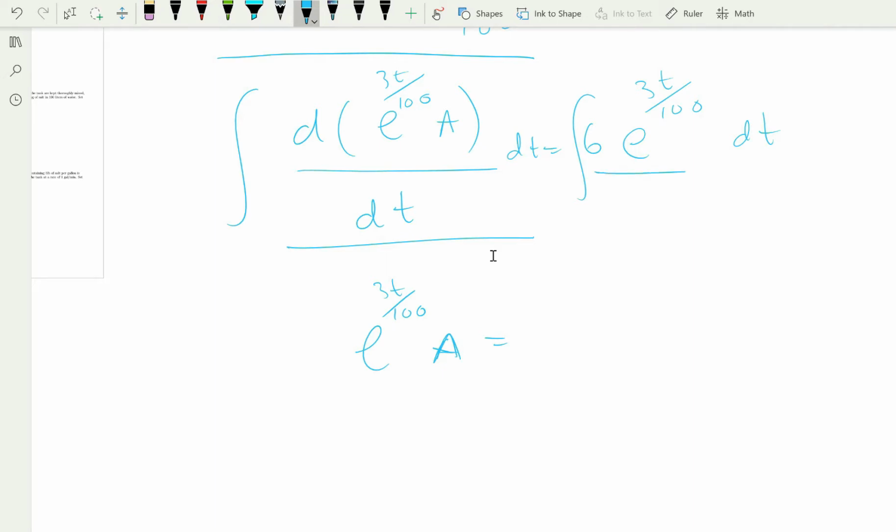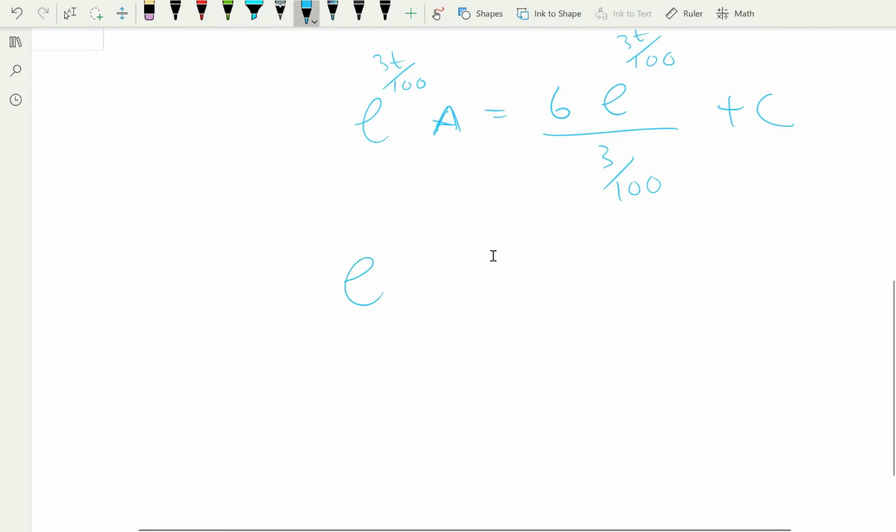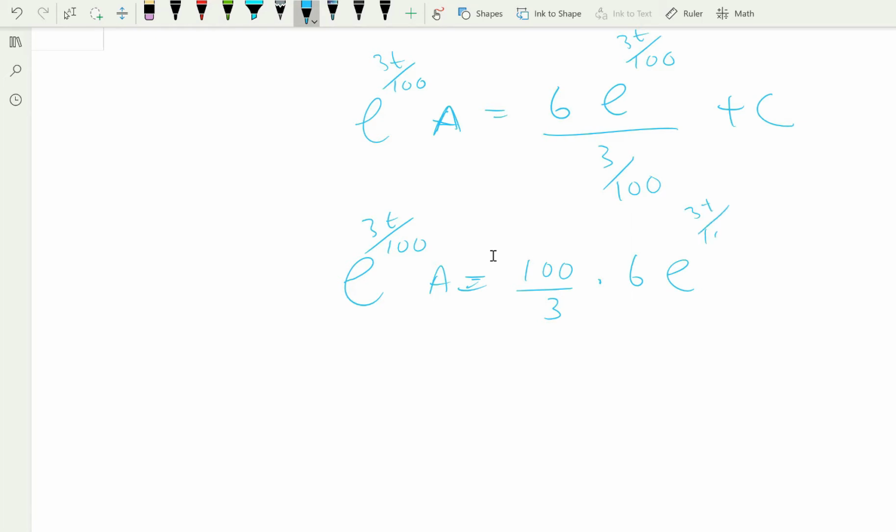Now if you integrate here, it's 6 times the integral of e^(3t/100). You're going to get e^(3t/100), but you have to divide by 3 over 100, the coefficient, plus c. Now dividing by 3 over 100 is the same as multiplying by the reciprocal. So 3 and 6 cancel out, and you get e^(3t/100) times A equals, this is 2 times 100, 200 e^(3t/100) plus c.